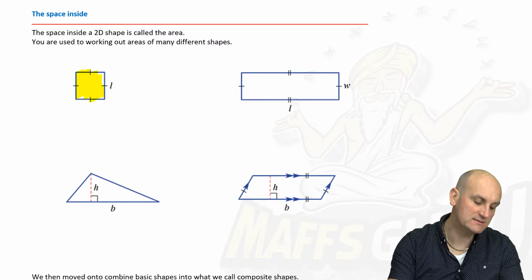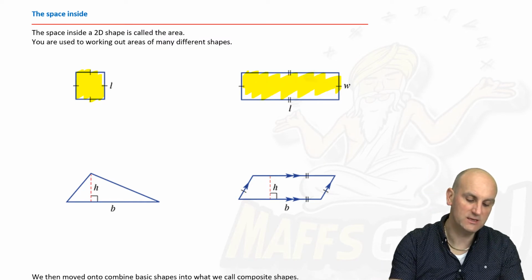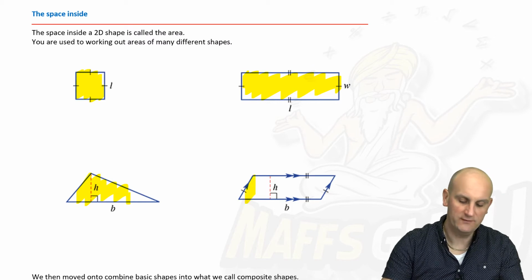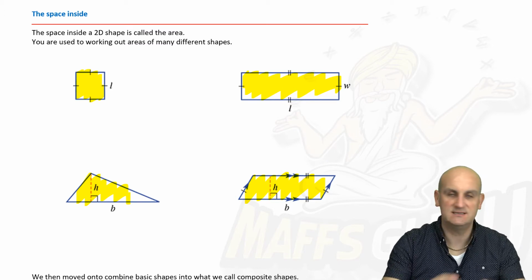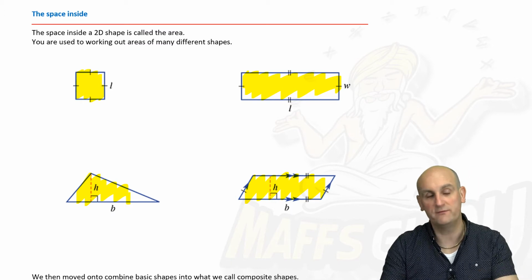But if we look at the space inside that shape, the space inside this shape, the space inside that shape, or in fact the space inside that shape, it is the area. So obviously area is the space inside shapes, and you would be able to find the area of all of these.